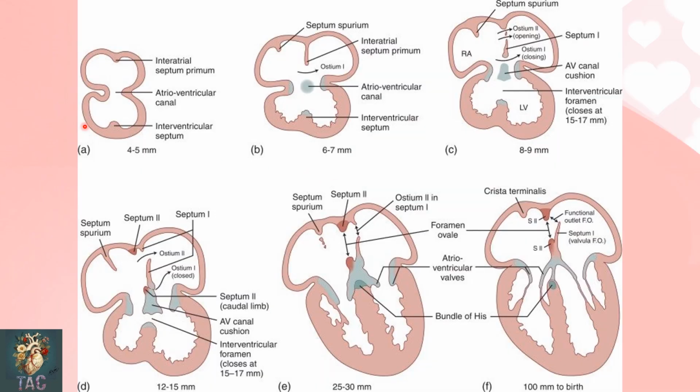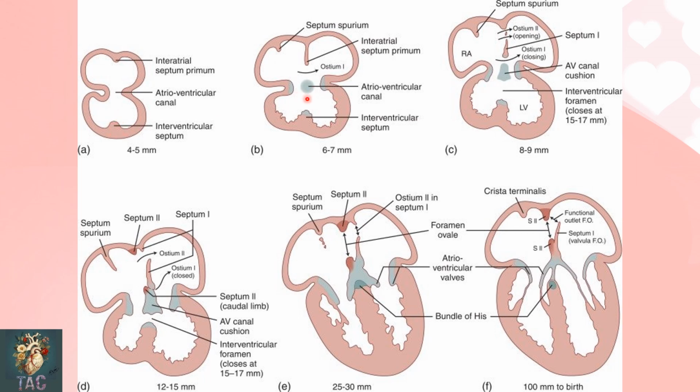Again, a very nice diagram to show. Here you can see this is the common atrioventricular canal. This is the interatrial septum, which is also called septum primum, which forms a curtain-like area and divides the two cavities initially. And here you can see the muscular part of the interventricular septum, which has started to develop.